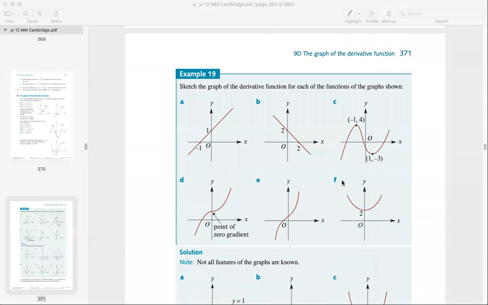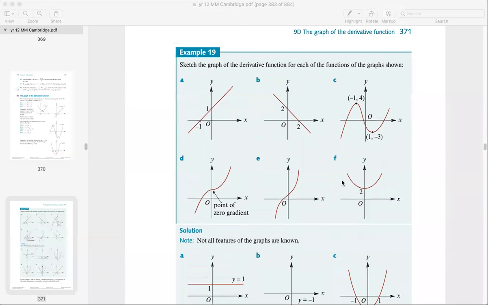Look at example 19. First, we have the equation A, which is a linear equation, and we know it passes through (-1, 0) and (0, 1), right? So we can write the equation if you want, and if we slightly start to write the derivative, then we know it's just a horizontal line, okay? And the same over here for B, it's also a horizontal line, but the derivative is negative.